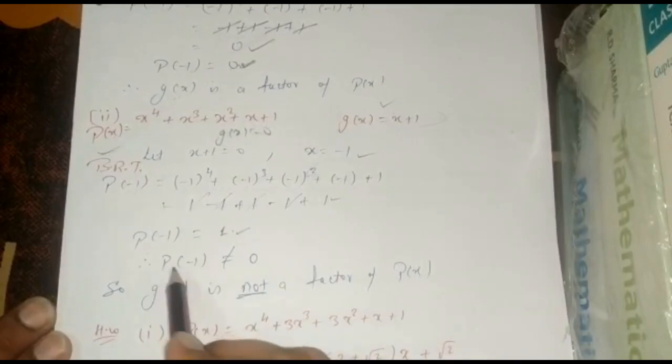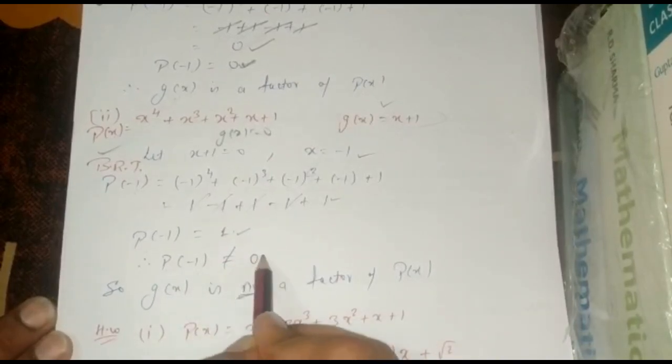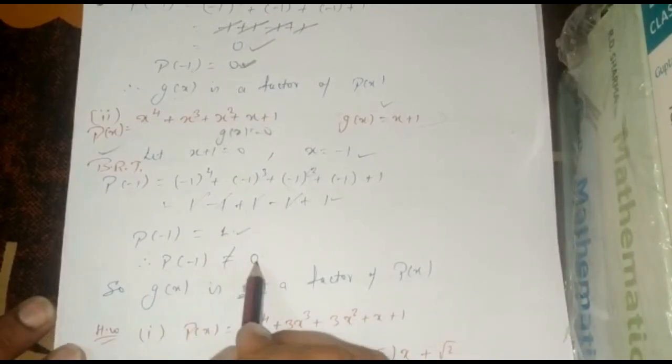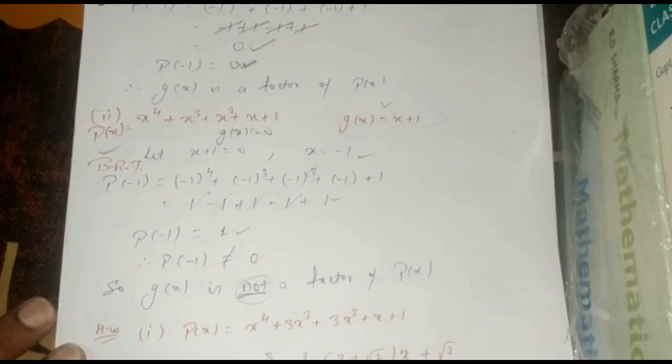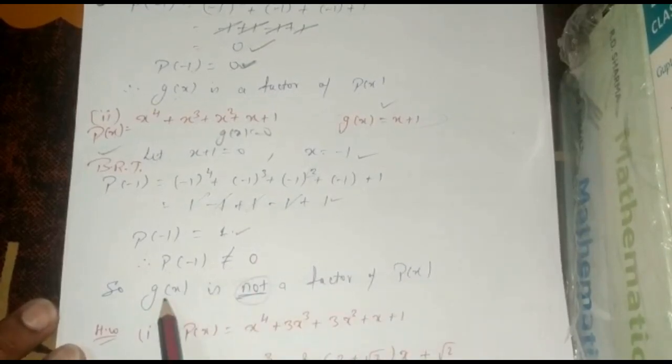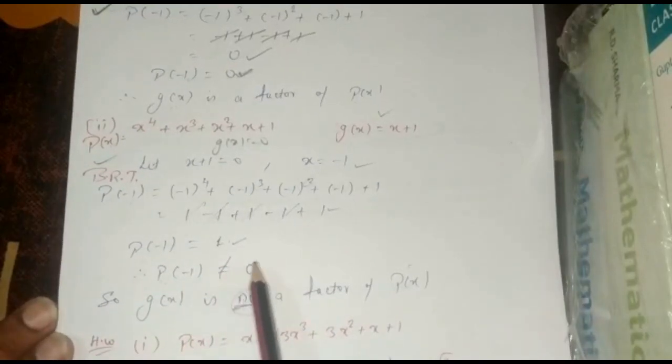So p of minus 1 will be equal to 1. That means p of minus 1 is not equal to 0. So if p of minus 1 is not equal to 0, then we can say that g(x) is not a factor of this polynomial function. So here are the two questions. Hope you understand how you can solve this type of problems.